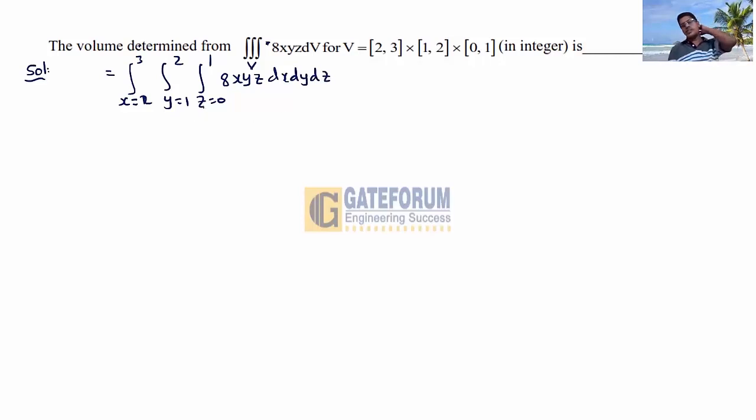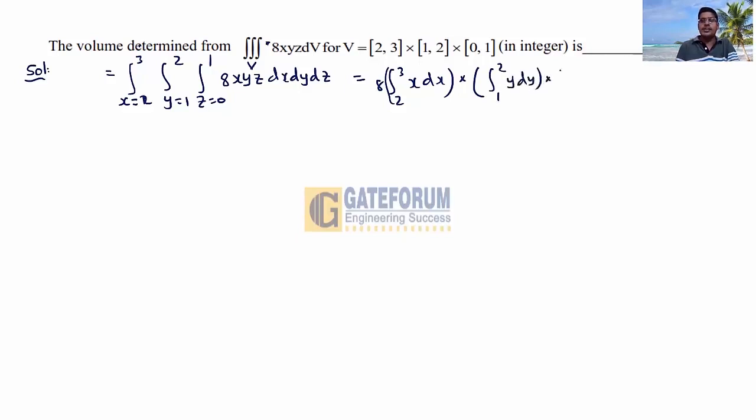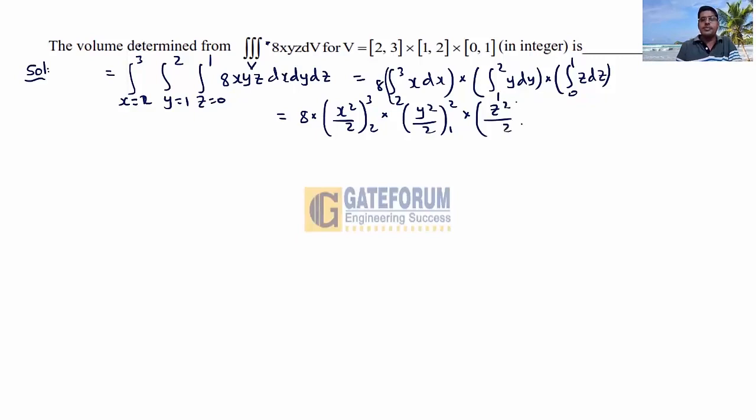So with all constant limits, such a triple integral can be evaluated as a product of single integrals, with respect to x, y and z. 8 is a constant, so I can put it outside: x dx from 2 to 3, times the integral of y dy from 1 to 2, times the integral of z dz from 0 to 1. The integration of x is x square by 2, of y is y square by 2, and of z is z square by 2. So this is 8 times x square by 2 between limits 2 to 3, times y square by 2 between limits 1 to 2, times z square by 2 between limits 0 to 1.